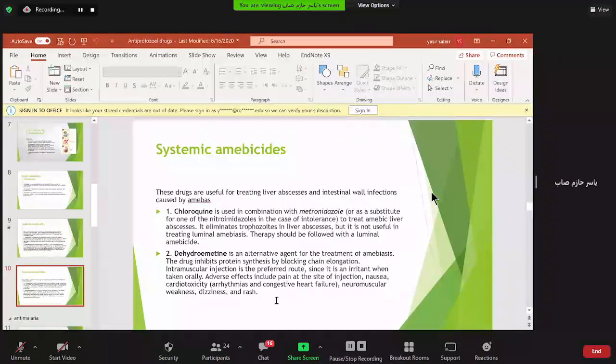Dihydroemetine has many side effects. It is an alternative agent for treatment of amoebiasis. The drug inhibits protein synthesis by blocking chain elongation, and intramuscular injection is the preferred route since it is irritant when taken orally. Adverse effects include pain at the site of injection, nausea, cardiotoxicity, and even heart failure, neuromuscular weakness, dizziness, and rash, which are common with dihydroemetine treatment.